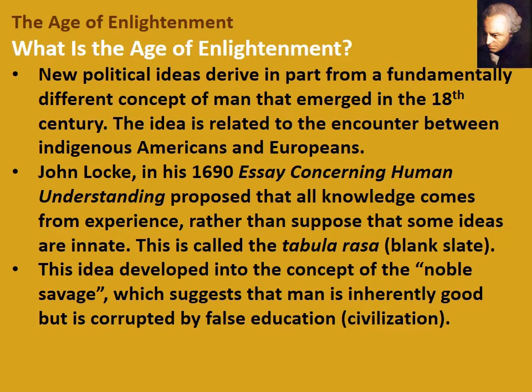This idea develops into the concept of the noble savage. The noble savage suggests that man is inherently good, but is corrupted by false education or civilization. Note, the idea of a noble savage is opposite Augustine's concept of original sin. It's opposite the idea of Adam and Eve, that we are all born essentially flawed. It is opposite the idea that there was a golden age, then a silver age, then a bronze age, and then an age of degeneration, which is where we are. The ancient idea is that things used to be great, now they're terrible.